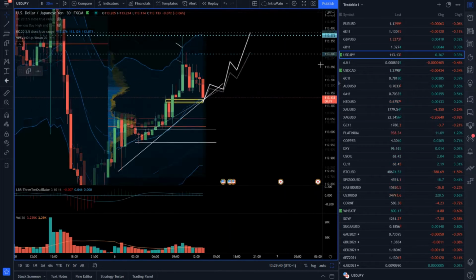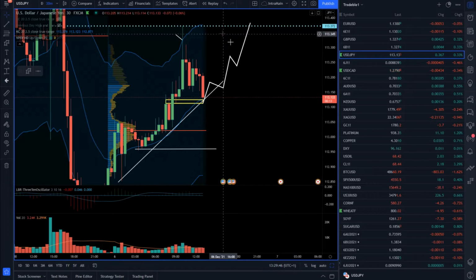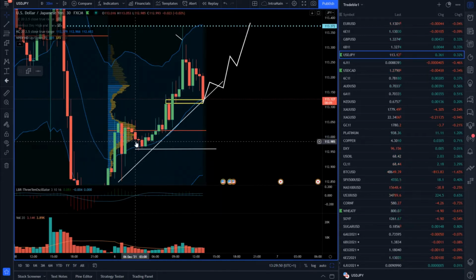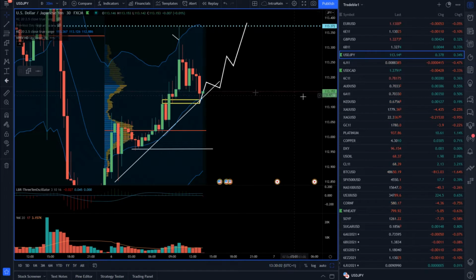But for now, we're in this pullback, and I see potential for the upside movement. So again, as long as we don't take the bottom of that lower distribution, I can still see the price go higher from here. So watch for the upside opportunities on the USD versus Japanese yen.